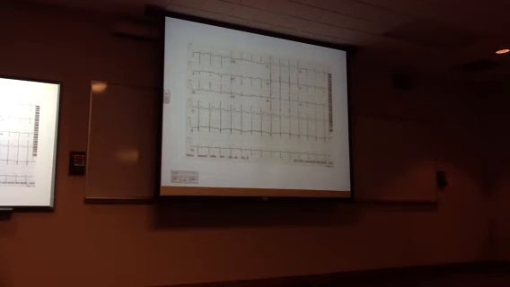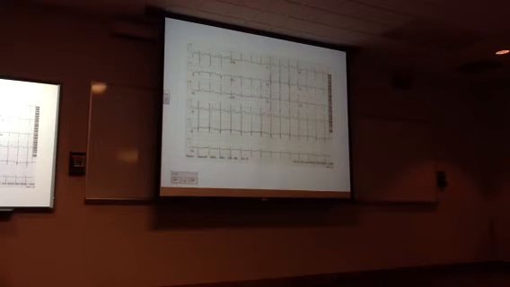Where's the axis here? Lead one is down. It's negative. AVF is positive. So we have right axis deviation here. We don't know why yet. We have to ask our patients some questions. But this is right axis deviation.